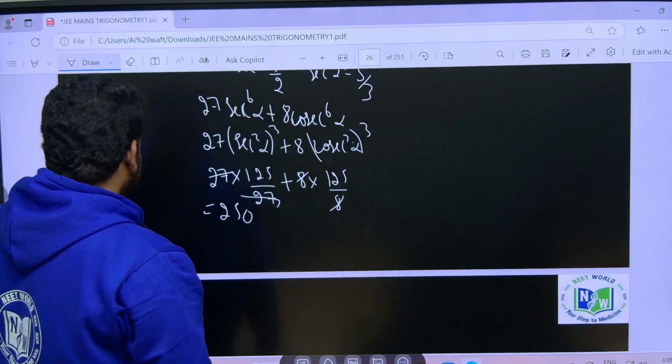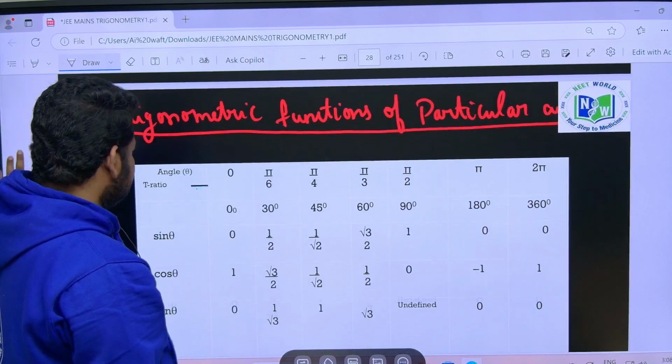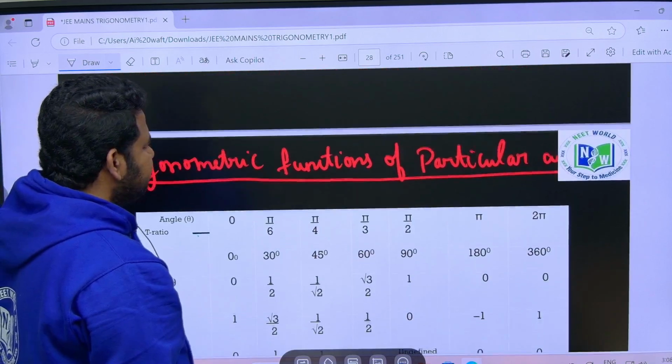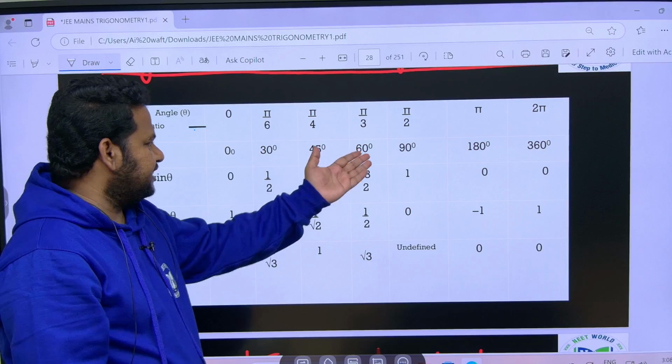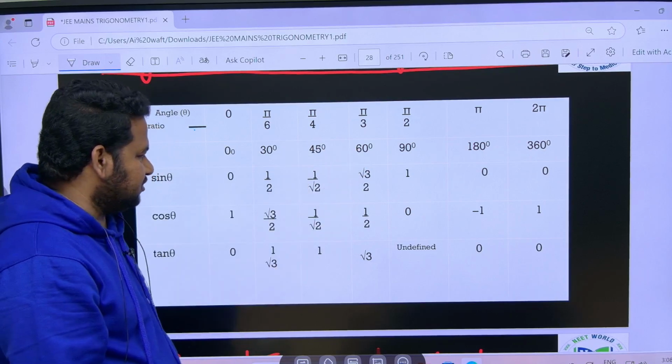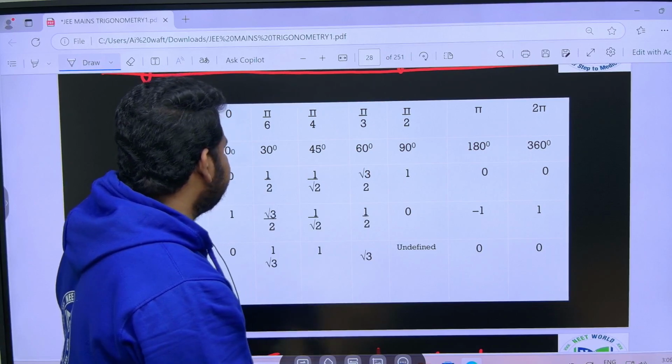Let us move to the next question, friends. This was asked in JEE Main 2021. So I hope you are getting a little confidence now. So, trigonometric functions of particular angles. I know this 0, 30, 45, 90, almost everyone knows this. But I want you to focus on pi and 2 pi.